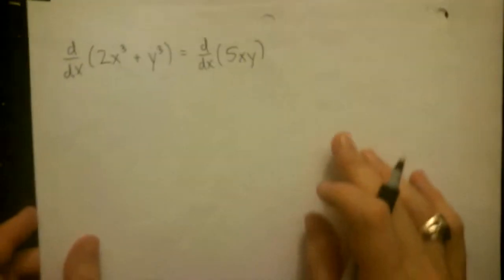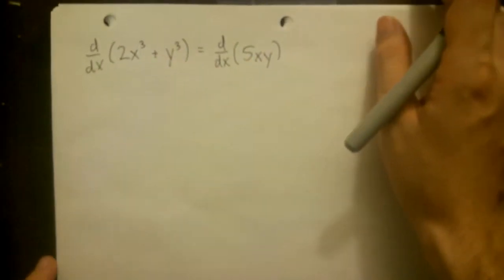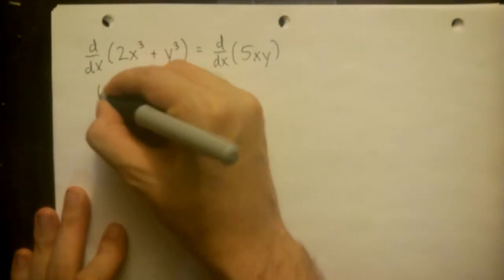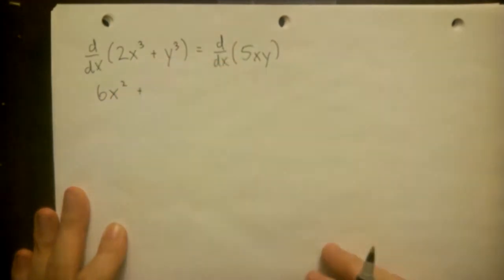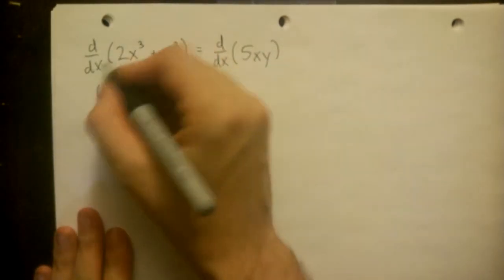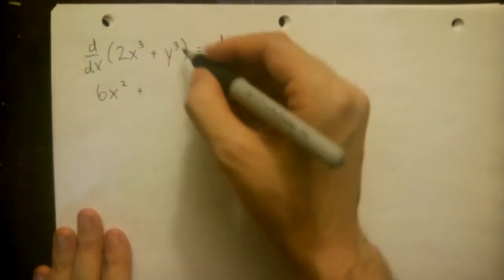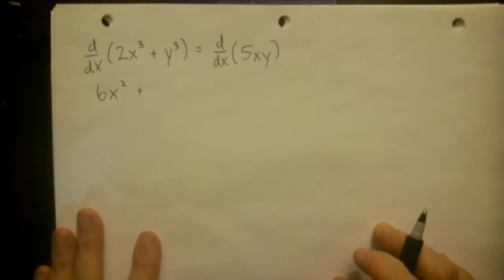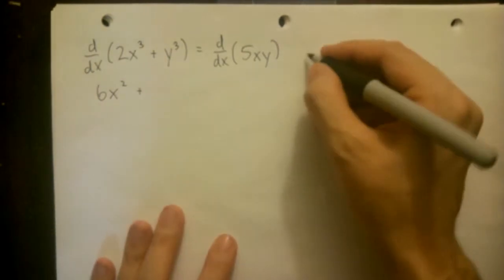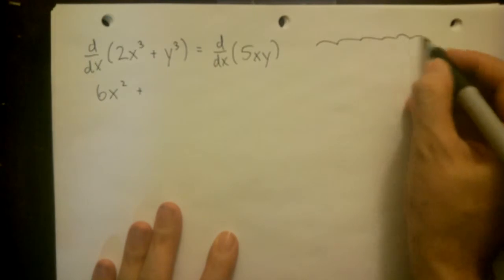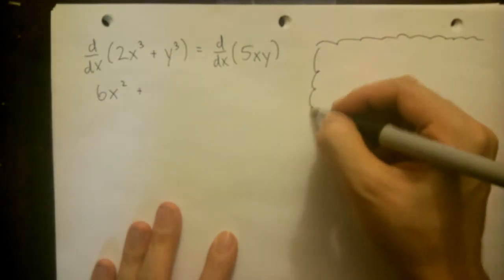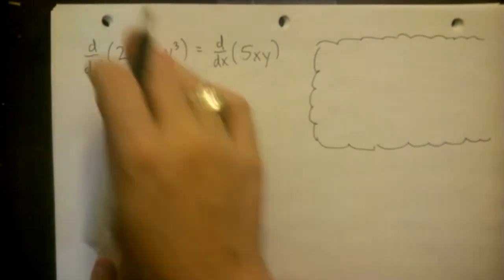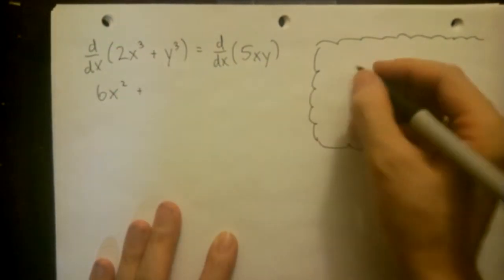So now let's begin our differentiation process. We know from the power rule that the derivative of 2x cubed is 6x squared plus, but now look, we're taking the derivative with respect to x, but now our variable is y, so how do we take the derivative of y cubed? Well, this is where the implicit differentiation comes in. So let's just work over here for a second and tackle differentiating y cubed.